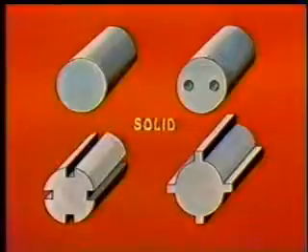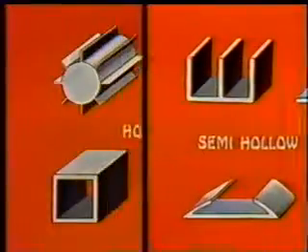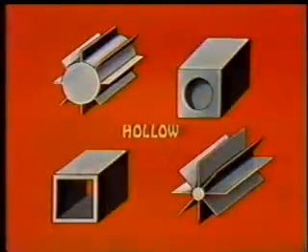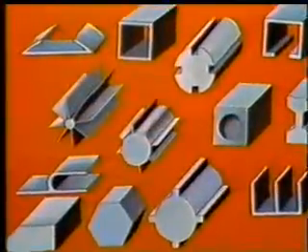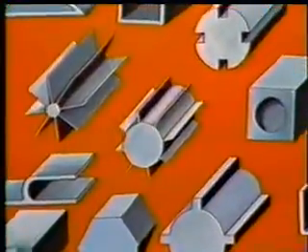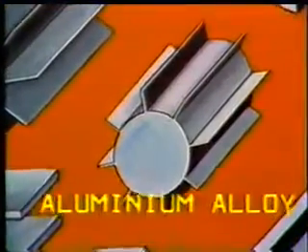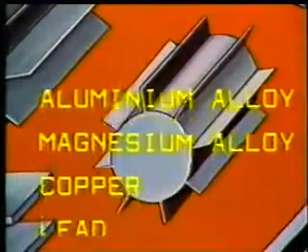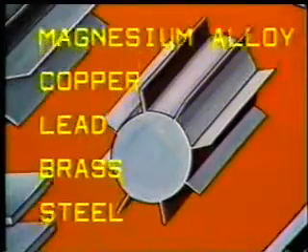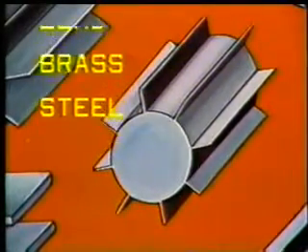Let us look at the bar sections produced by this method. These are solid, semi-hollow, and hollow. The material commonly used for extruding are aluminum alloys, magnesium alloys, copper, lead, brass, and steel.